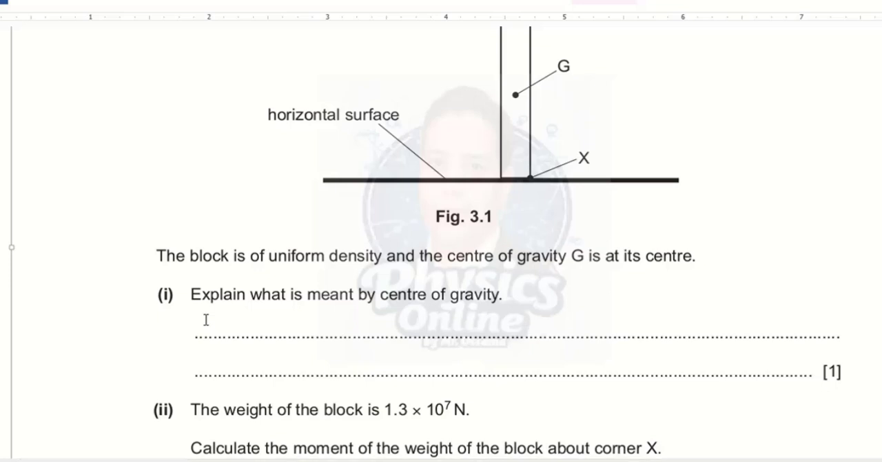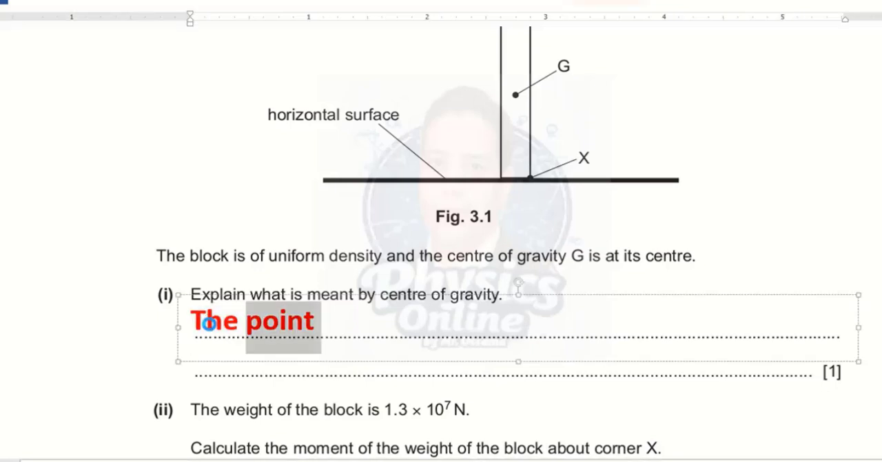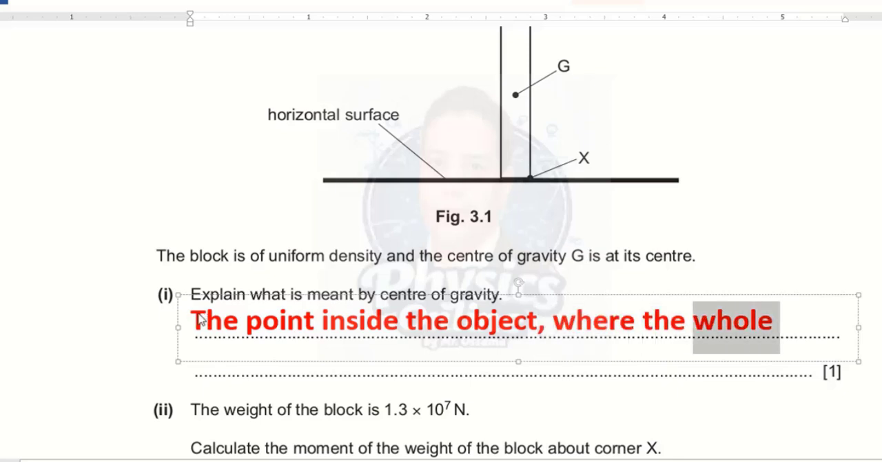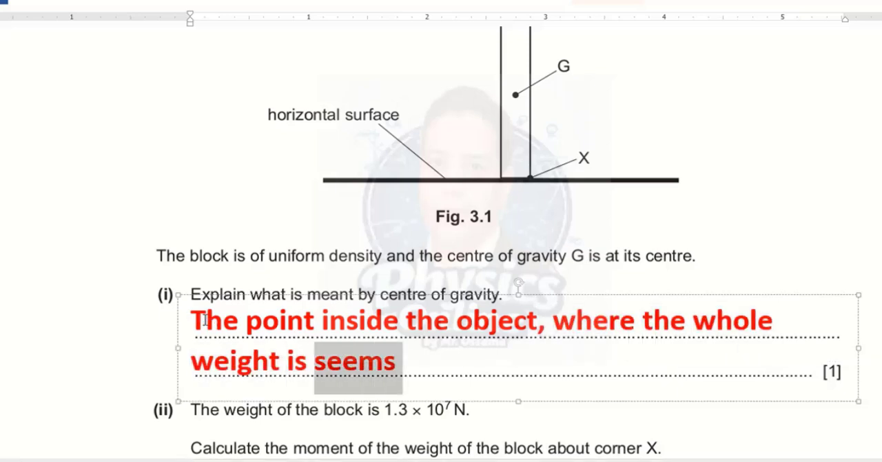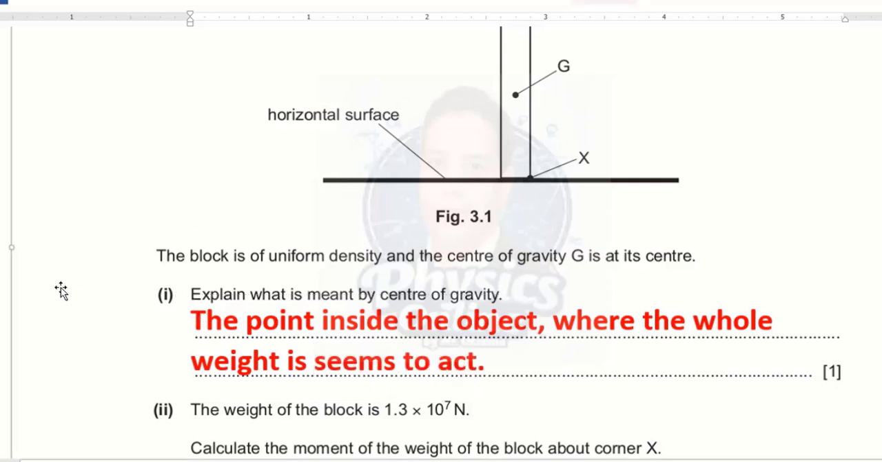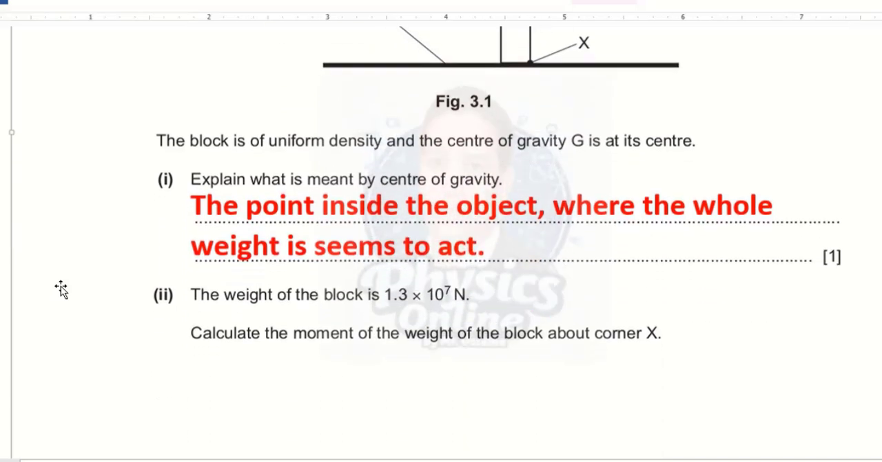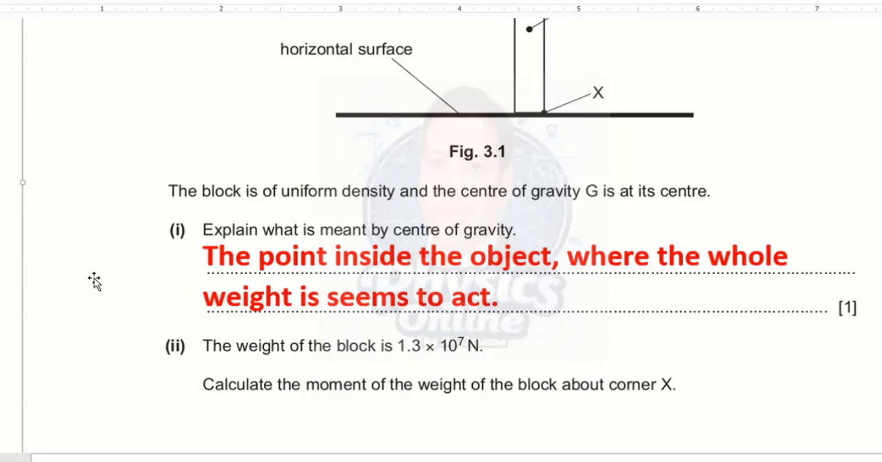Center of gravity is a point inside the object where the whole weight seems to act. This is the definition of the center of gravity. The weight of the block is 1.3 times 10 power 7 Newton. Calculate the moment of the weight of the block about the corner x.